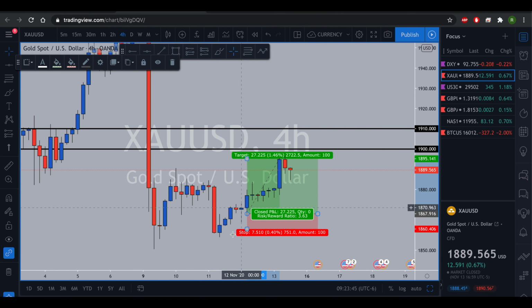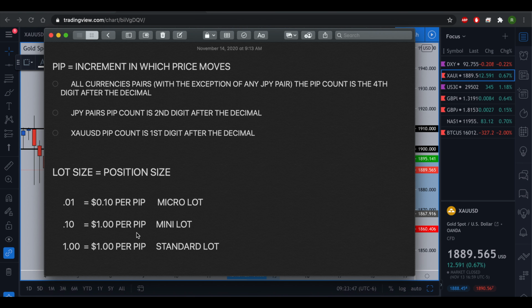How do you convert that to money? It's all based on your lot size. So if I was to put a 0.01, this is how Forex works, right? This is the formula you need to copy down.